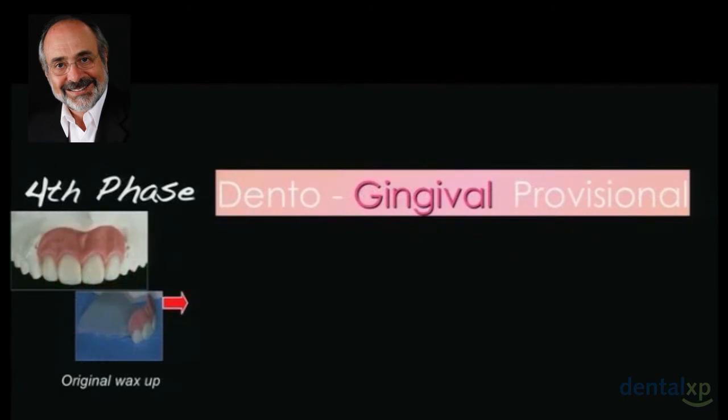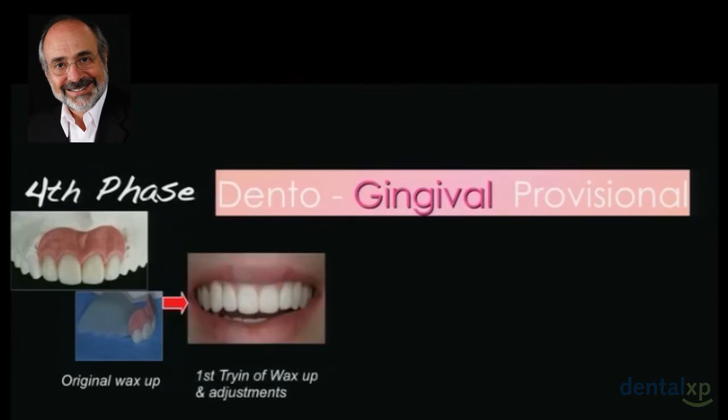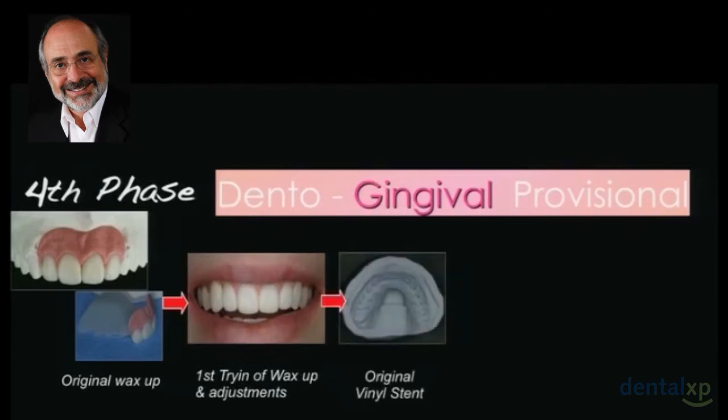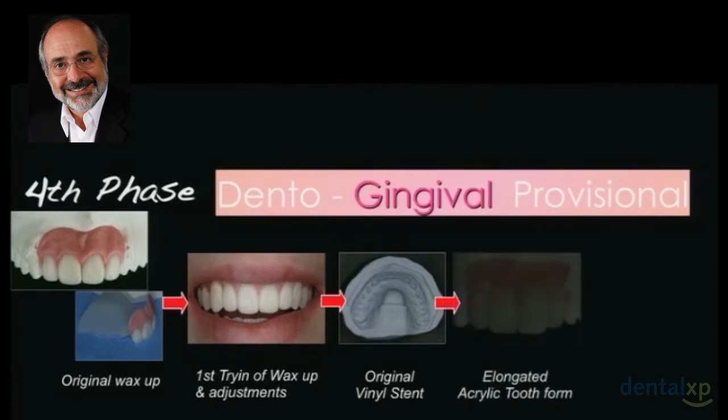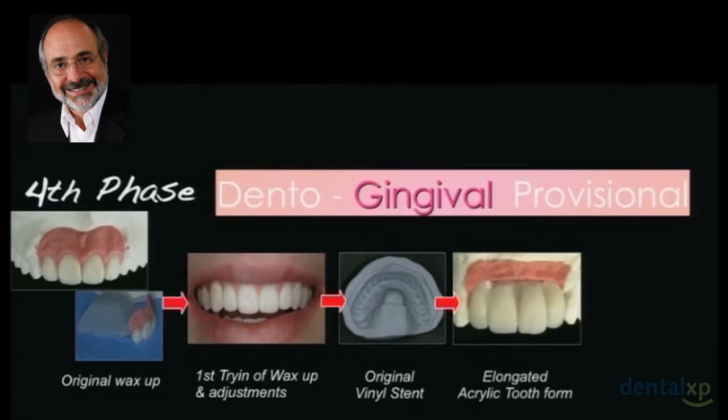This is the fourth phase. We've got to make a dentogingival provisional, meaning white and pink provisional. Real easy to make because you tried this in, it looked real good. From that trying, you know what you have to look like, and you generated a vinyl stent right at the beginning, the first visit. You take this, you fill it up with cold cure acrylic, and you put it on top of a model with some analogs on, and this is what you get.